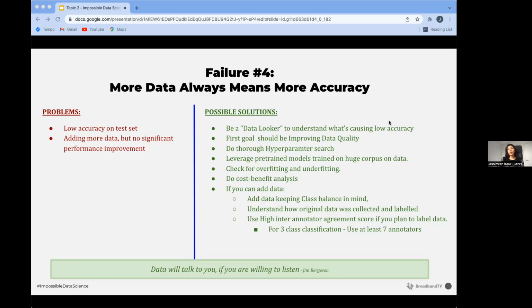When you start labeling the data, keep in mind how the original data that you're using was collected and labeled. Probably use a high inter-annotator agreement score, because it's really subjective. What's positive for one person might not be positive for another.